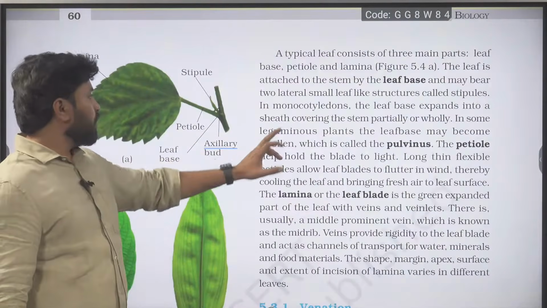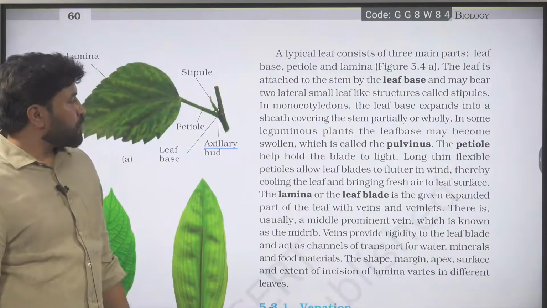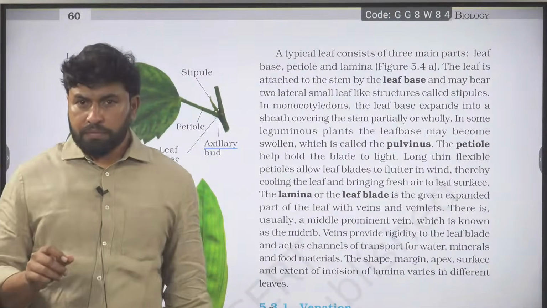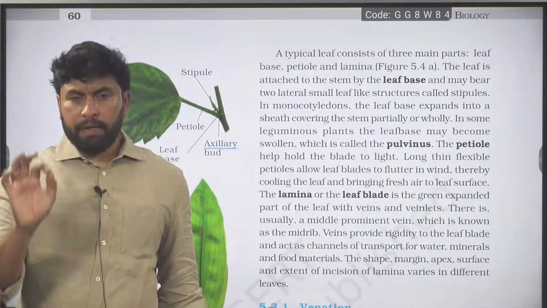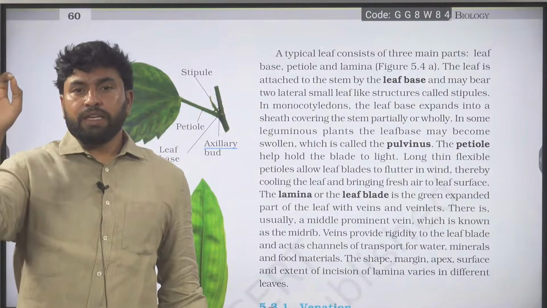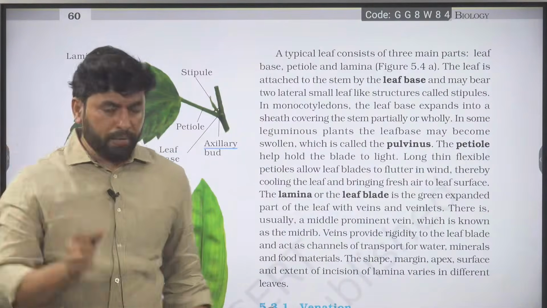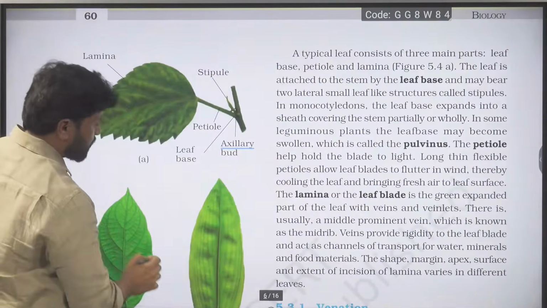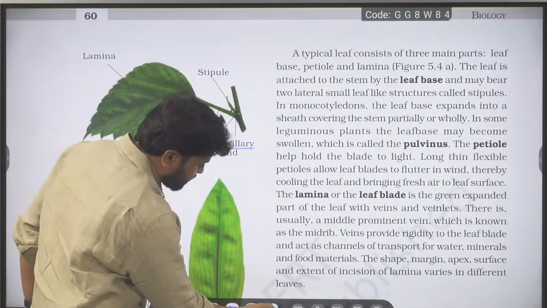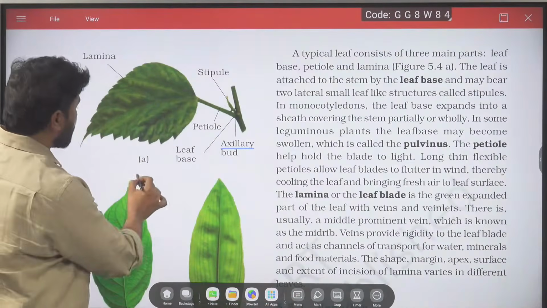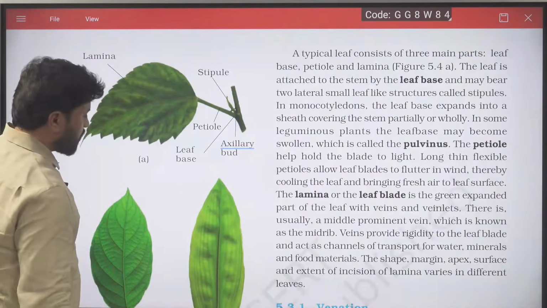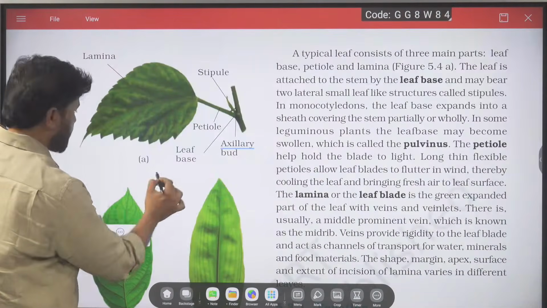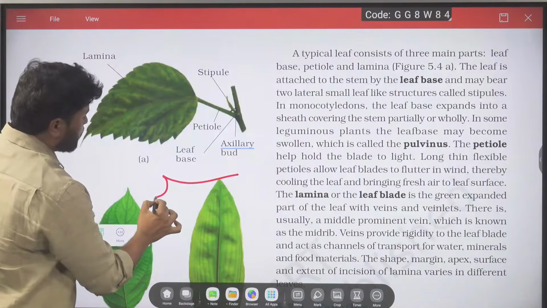In monocots, the leaf base is expanded into a sheath-like structure. What do you call this? Remember, whenever you observe a coconut leaf that has fallen from the plant, you will observe this. There is a long leaf over there, and in the long leaf, the base will be like this.